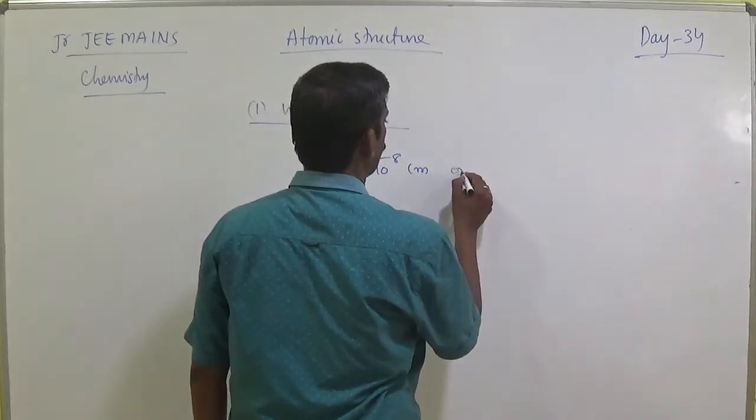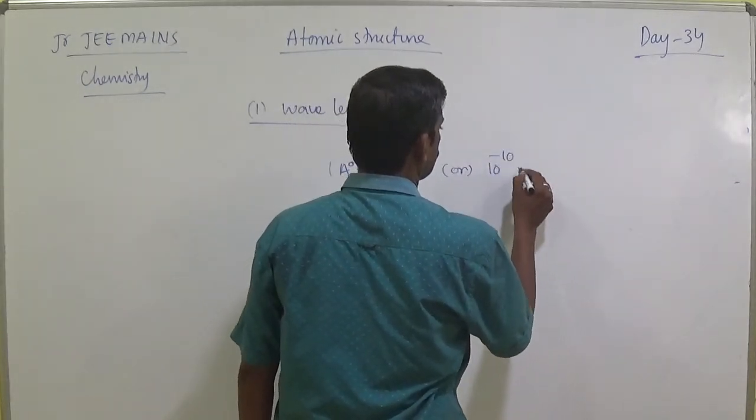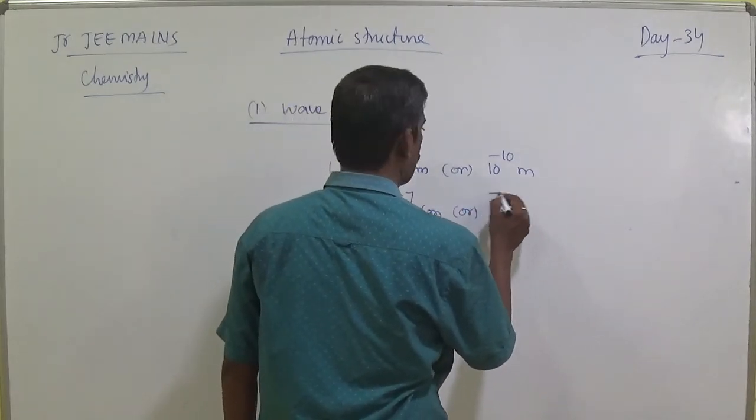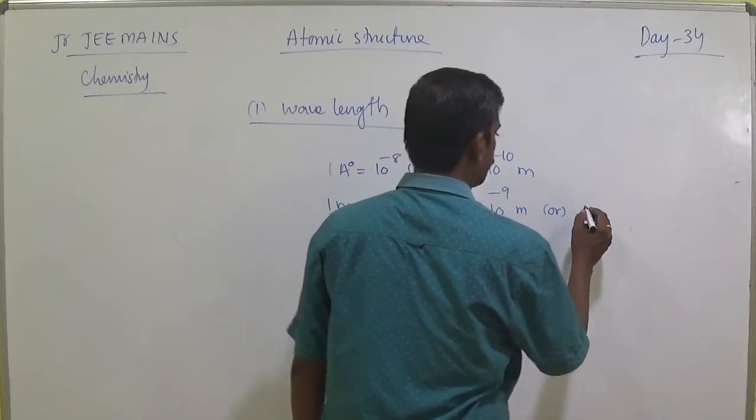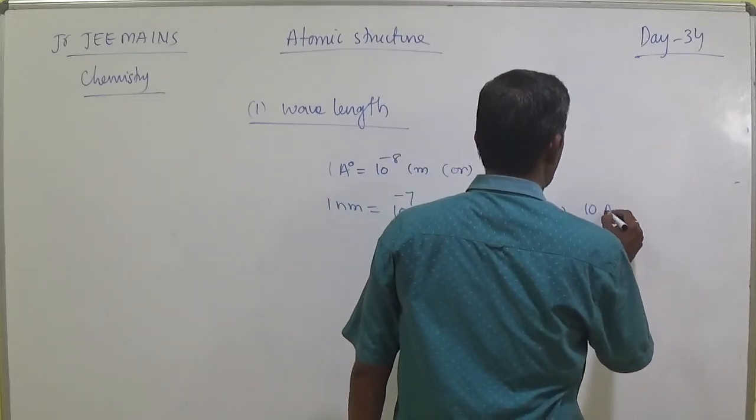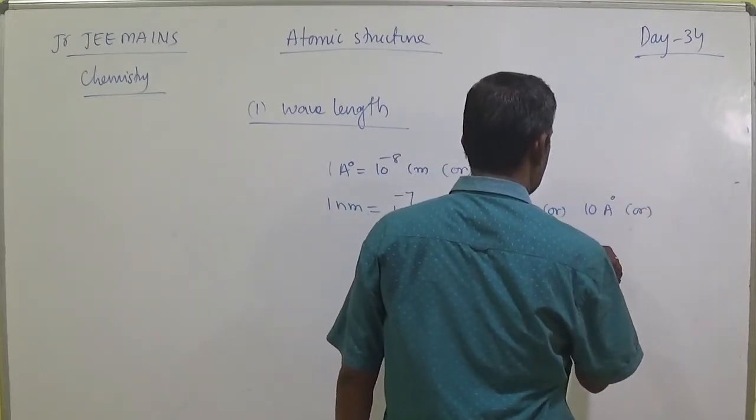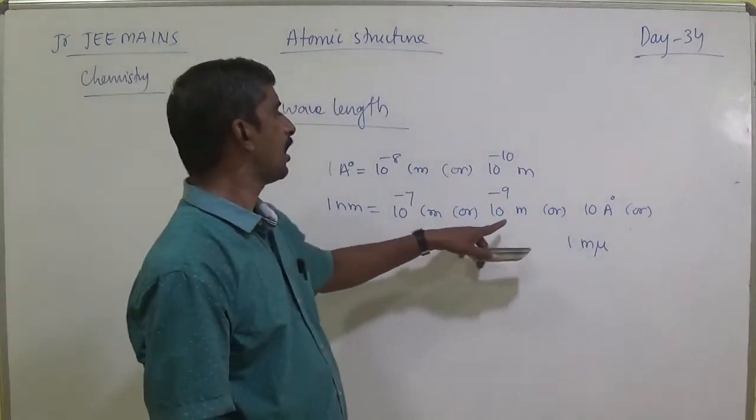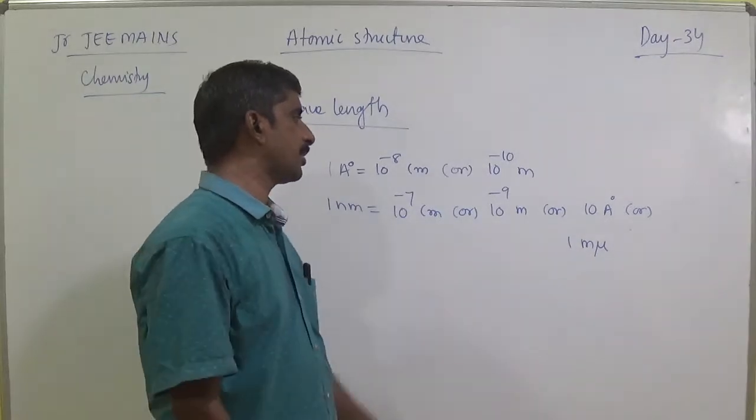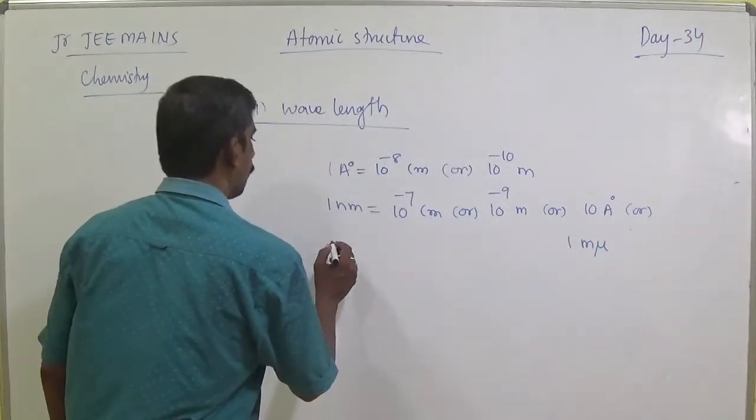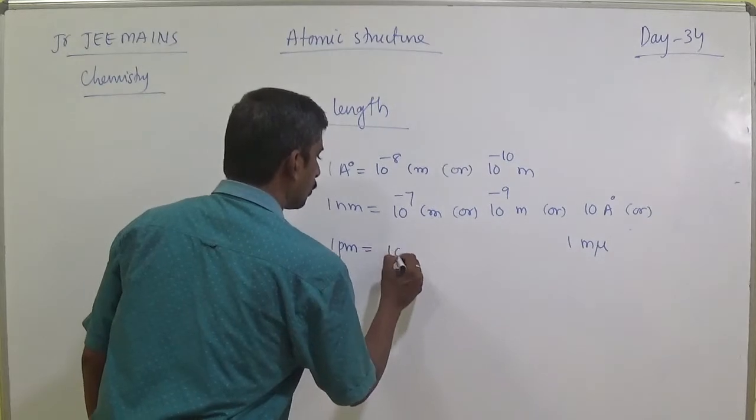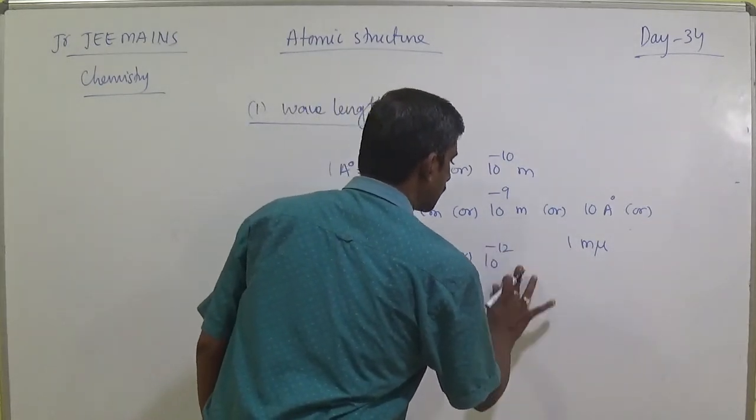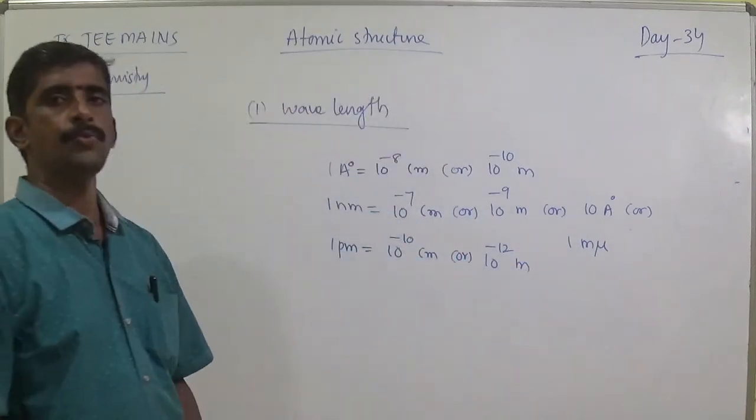So 1 nanometer equals 10 to the power of minus 7 centimeters or 10 to the power of minus 9 meters, or 10 angstrom units, or 1 millimicron. 1 picometer equals 10 to the power of minus 10 centimeters or 10 to the power of minus 12 meters.